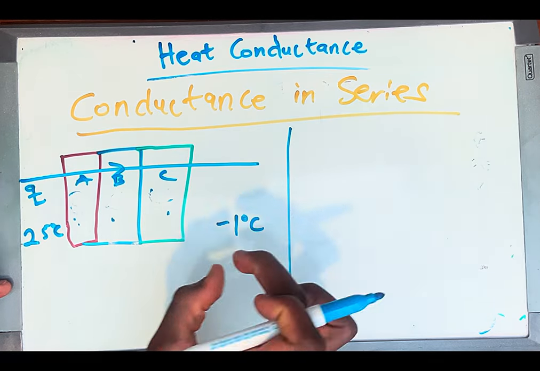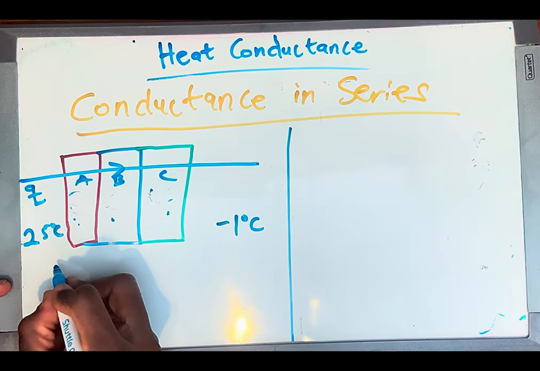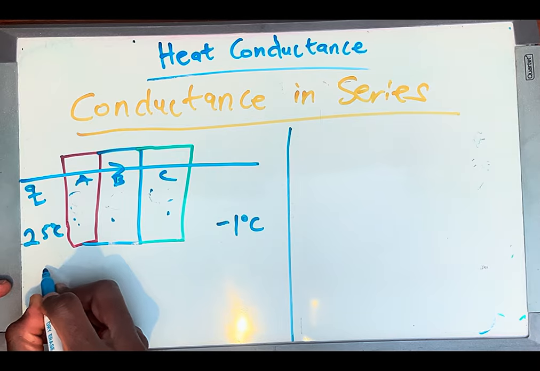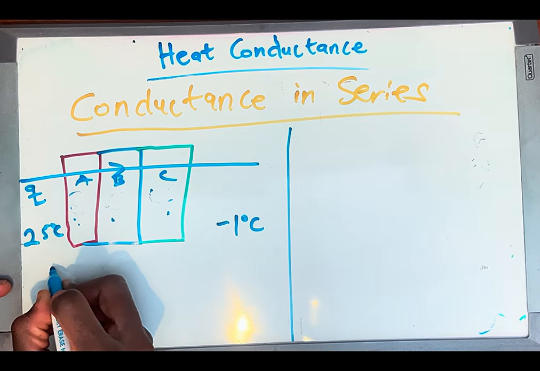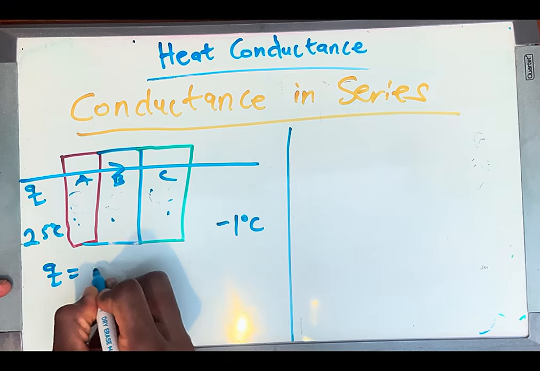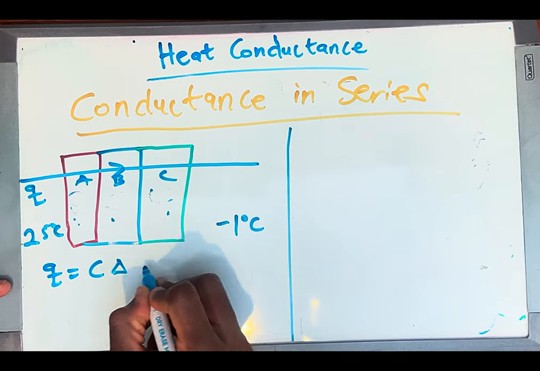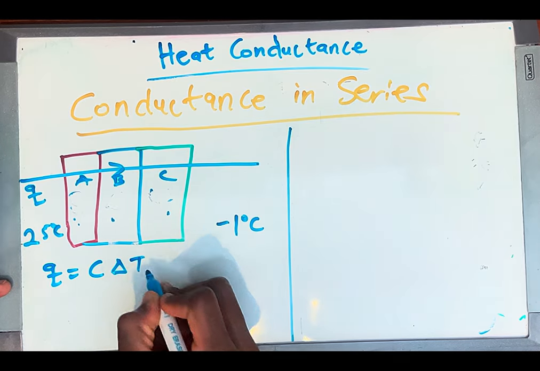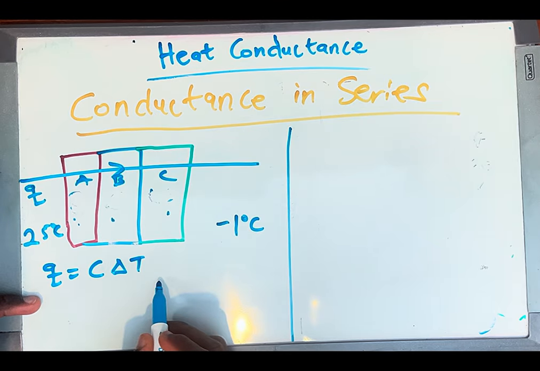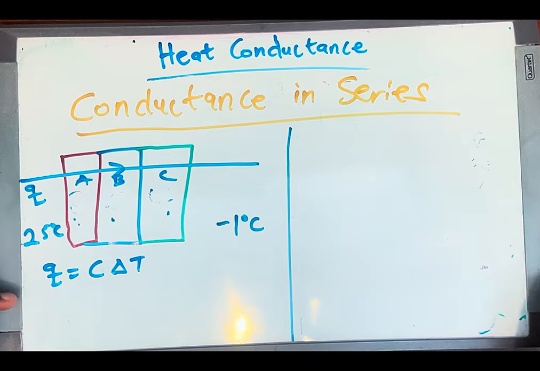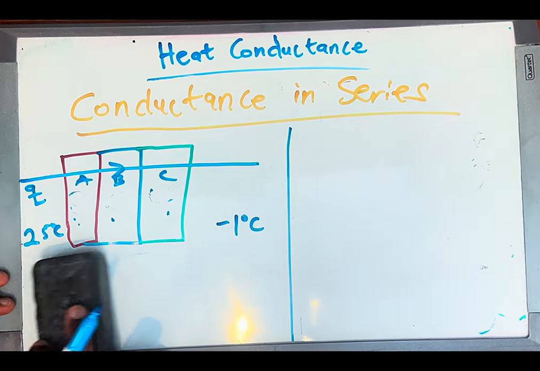Because they are made of three different materials, they will have separate conductance. We know that Q is equal to C delta T, so this will be the formula for the heat transfer. But this is not what we are talking about right now. Right now, we are talking about the conductance.